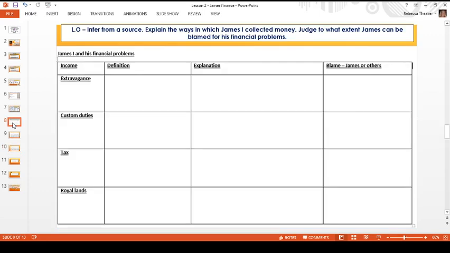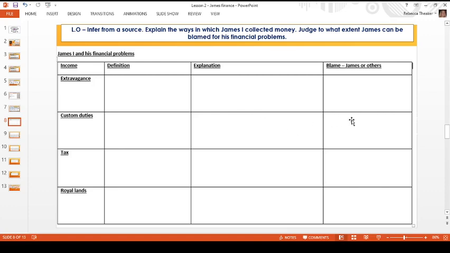So same again, next one down. Definition of custom duties here. Explanation. What was a custom duty? How was James supposed to collect custom duties, but what did he do to kind of change that, and what impact did that have on Parliament?